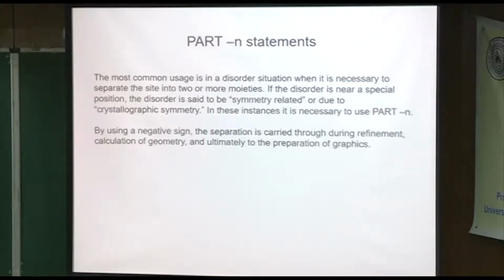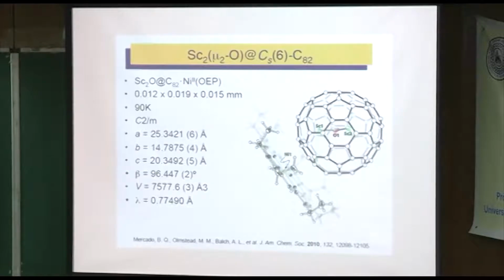Okay, so this is a structure that was done quite a while ago by Brandon Mercado, who was my student at the time. And this is a fullerene with scandium oxide inside. But it's very common that this occurs. Fullerenes like this space group, C2/m, and we see it over and over again. The problem with it is that with the mirror symmetry that occurs in this space group, the fullerene usually sits right on top of it, but does not actually have mirror symmetry in its position there.